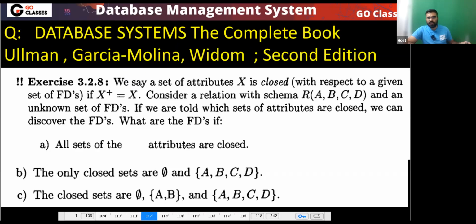This is a very nice question. This is my favorite question from the Ullman book, Normalization Exercises. Did you at least try this question? This type of question comes in the GATE exam.